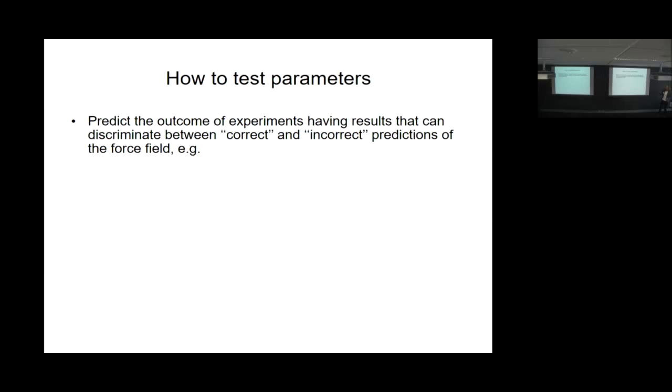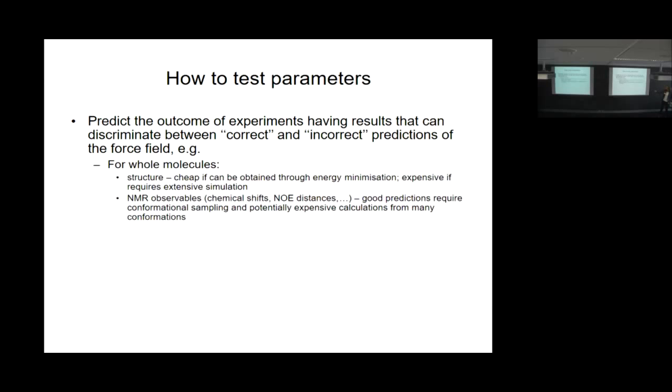So how are we even going to test all these new parameters that we've come up with? As well as just comparing to data, we might want to try to predict the outcome of experiments that can distinguish between correct versus incorrect sets of parameters. If we've got whole molecules, can we just predict, say, a ground state structure or a low energy structure? If you can just get there through energy minimization, that's pretty cheap. If we have to actually sample lots of different structures to find the lowest energy one, it gets more expensive again. Can we predict some experimental stuff like NMR observables? Again, good predictions might require quite a lot of computer effort before we can test our parameters.